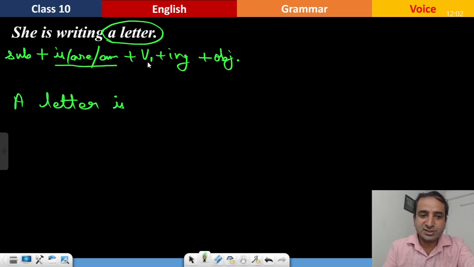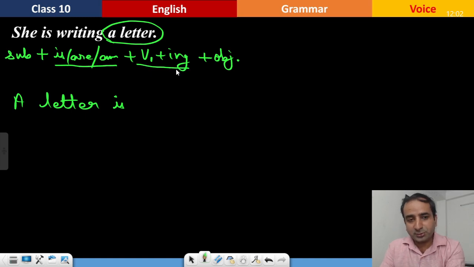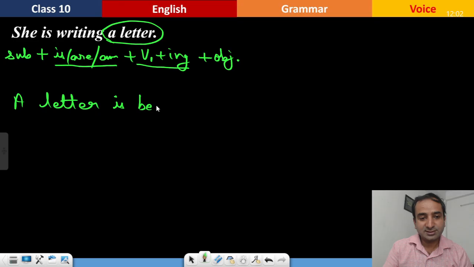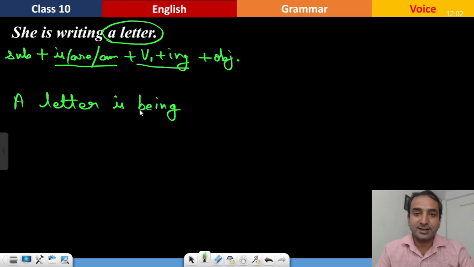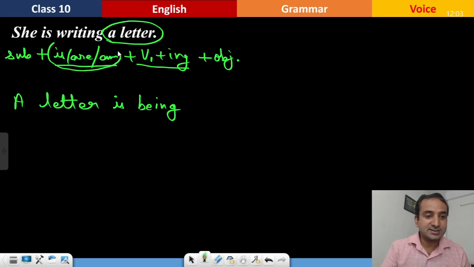Clear? Now, first form of verb. So what are we going to use in place of the main verb? As I told you, in place of the main verb, we will use be. So first form of verb, then ing: be and ing. Why are we going to use be here? Again, as you know, there is already some helping verb.